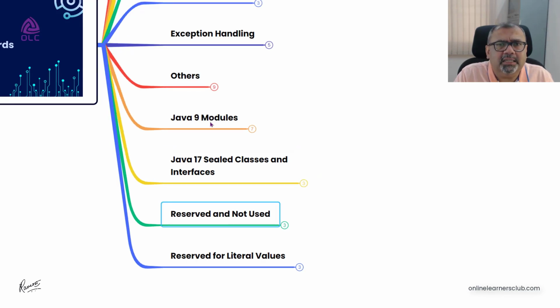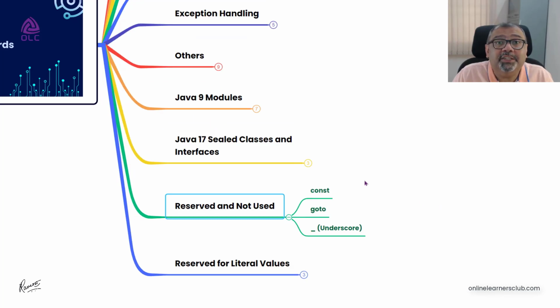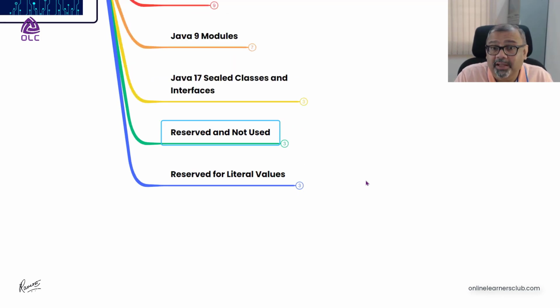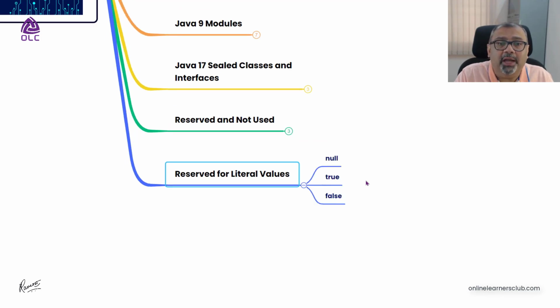And then there are certain keywords which are reserved in Java, like const, representing a constant, goto, and underscore. These are not used but reserved keywords. We cannot have an identifier named const in Java. It's not supported, so it is reserved but not used inside a program. Then we have reserved literal values: null, true and false.